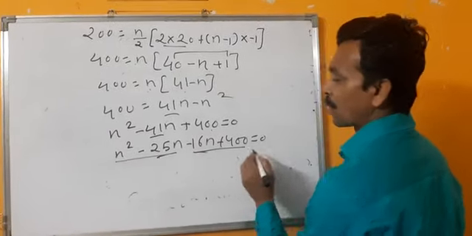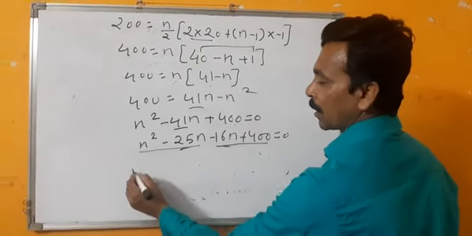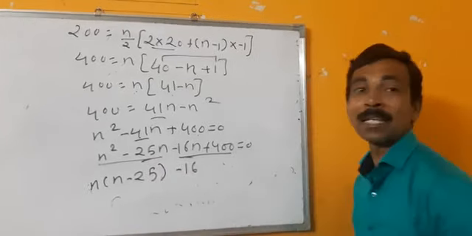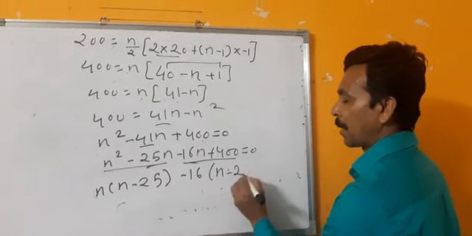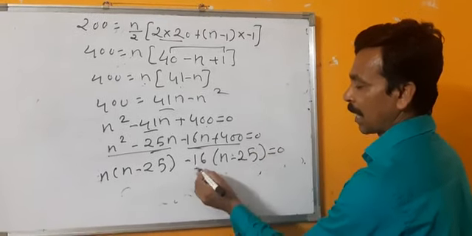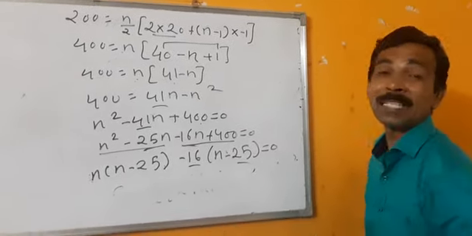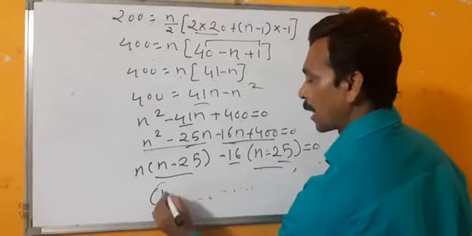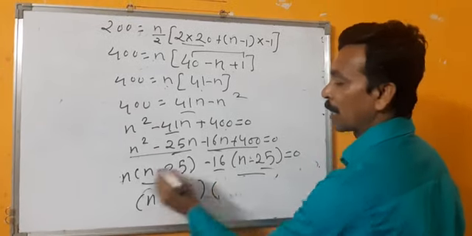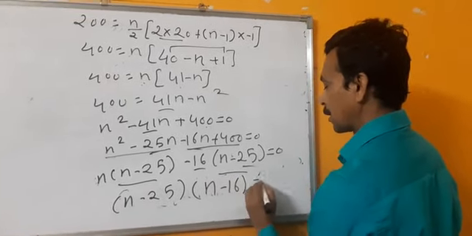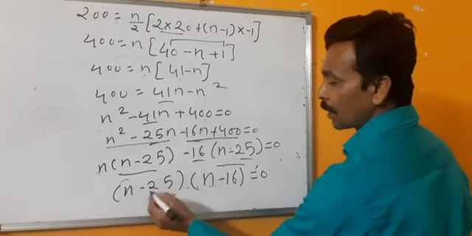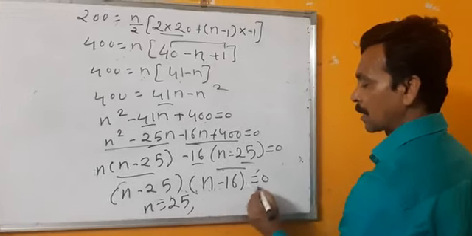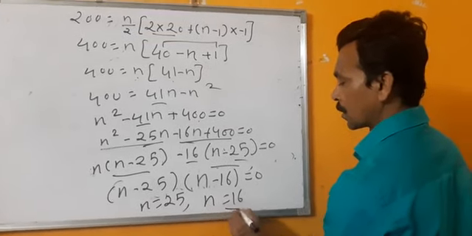Take the common from the pair. From the first pair, n is common, n minus 25. From the second pair, minus 16 is common, in bracket n minus 25. Because minus 16 into minus 25 is plus 400. Now from these two brackets, one bracket will be common, n minus 25, and the uncommon is n minus 16, is equal to 0. So if n minus 25 is 0, n will be plus 25. n minus 16 is equal to 0, n is equal to 16.